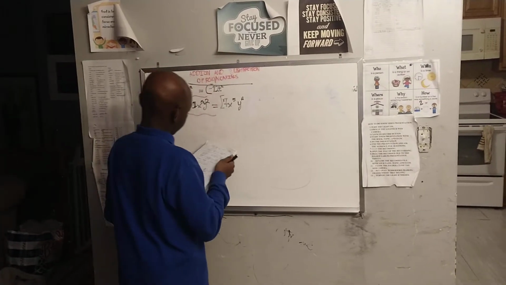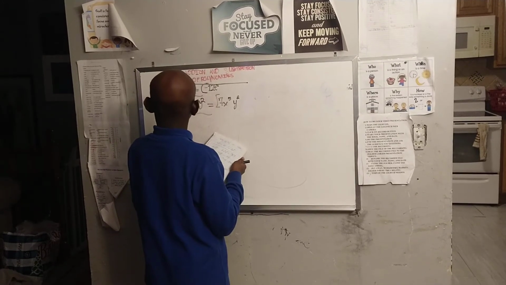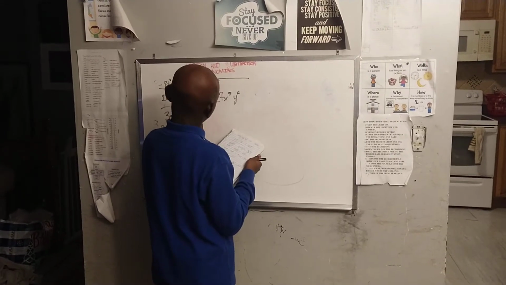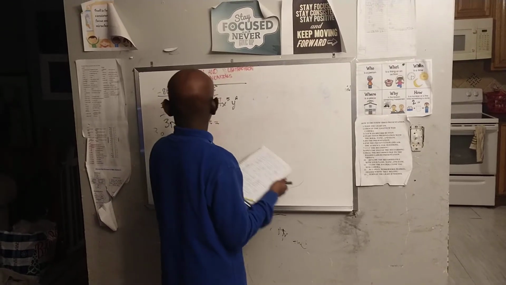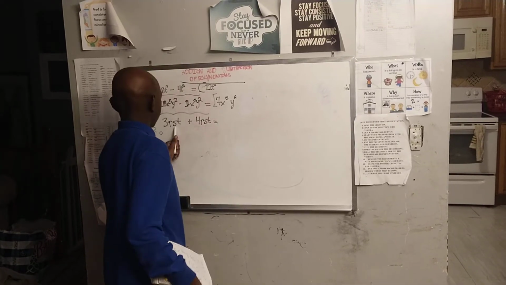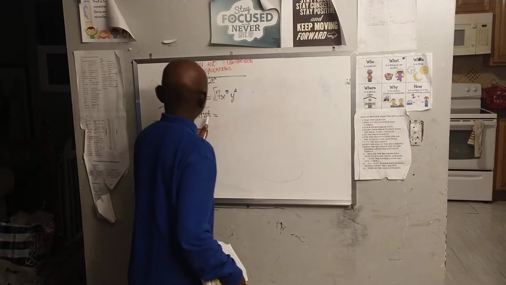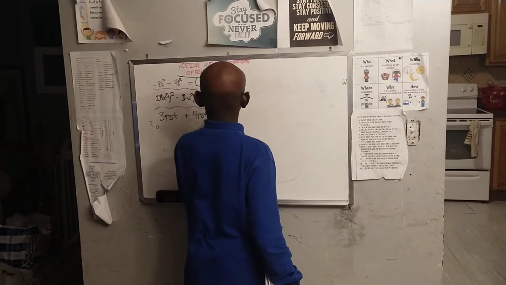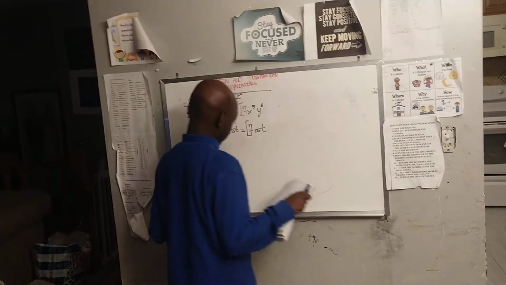Let's try another problem. 3RST plus 4RST. Let's see. Do they have the same variables? Yes, we have RST on this side, we have RST on this. So we can just add the coefficients. 3 plus 4 is 7. Therefore, we get 7RST.